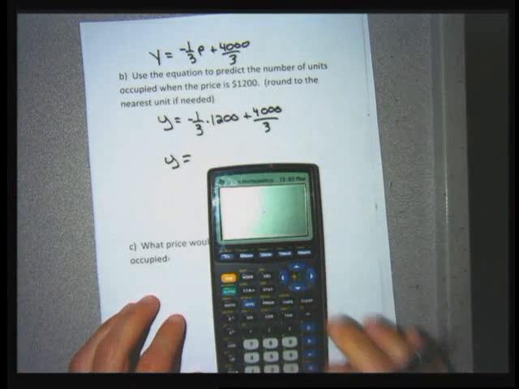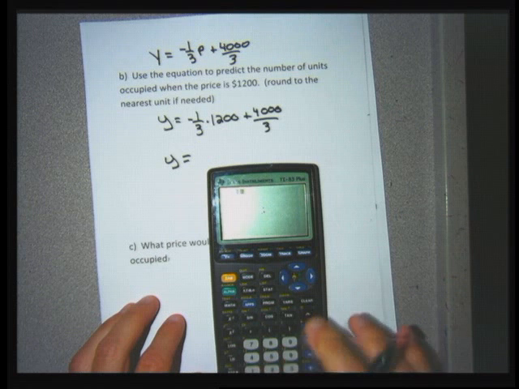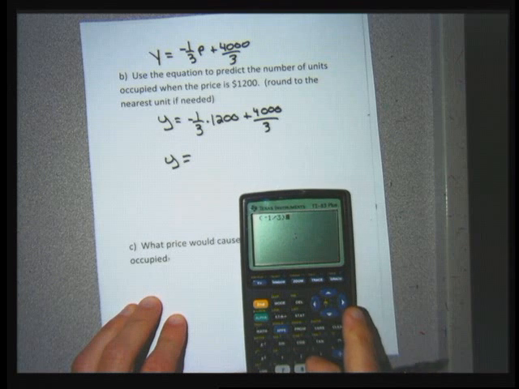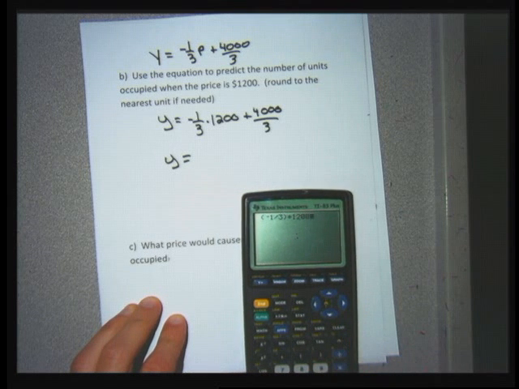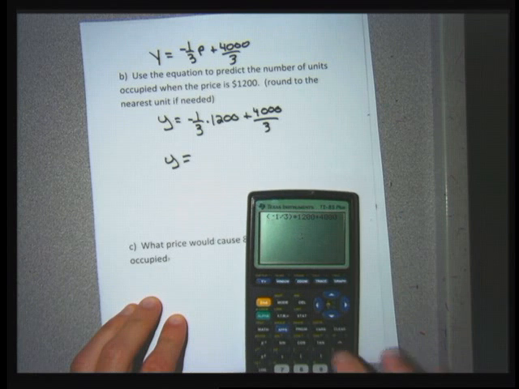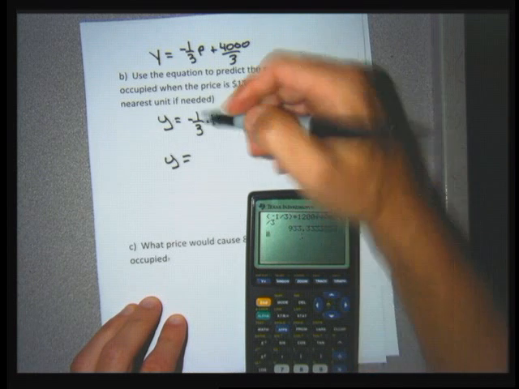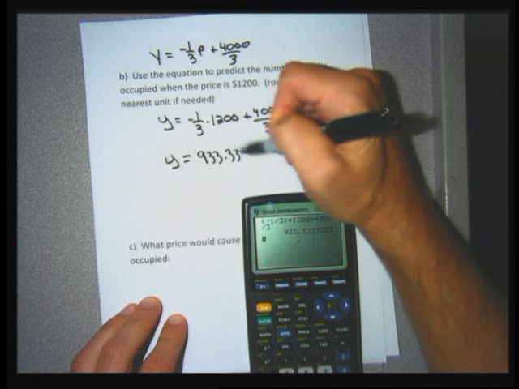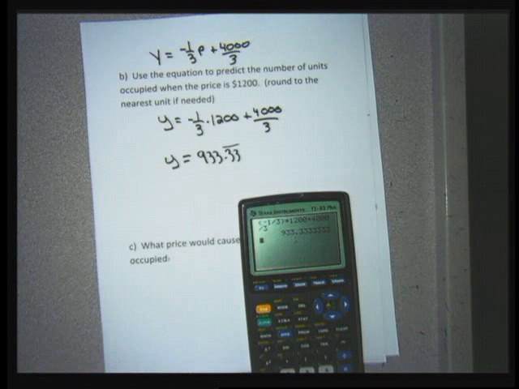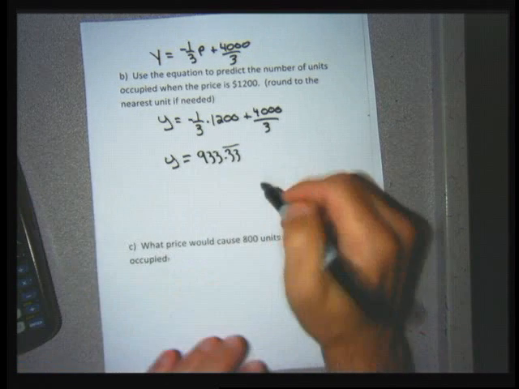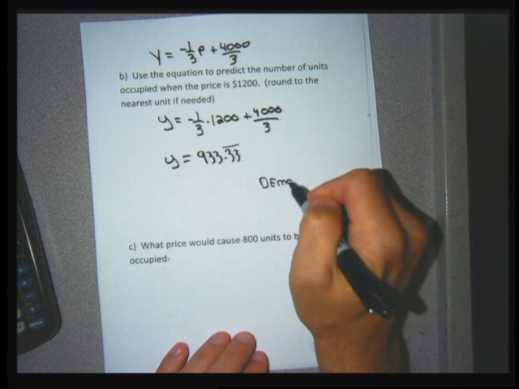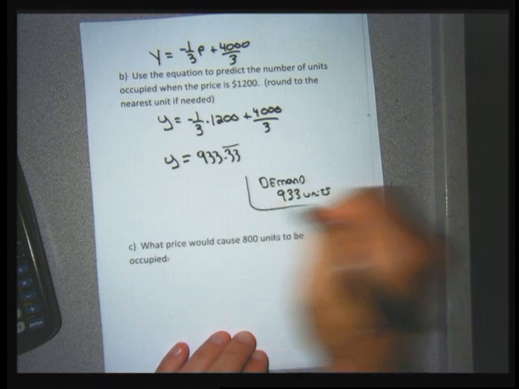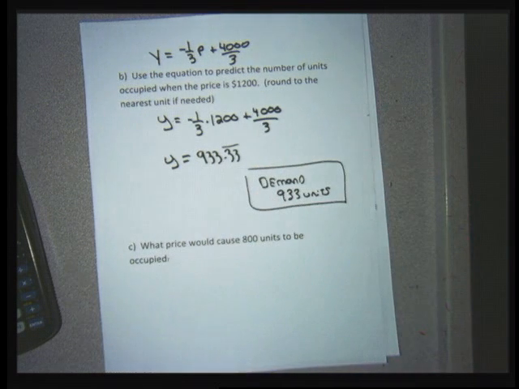So I'm going to go clear, negative 1 divided by 3 in parentheses for safety, even though they might not absolutely be necessary, times 1,200 plus 4,000 divided by 3, I get 933.33. So the equation actually says there'll be 933.33 units demanded. I'm going to round to 933 units for the demand. So I'm going to say the demand is 933 units, and that seemed like a sane way to round.